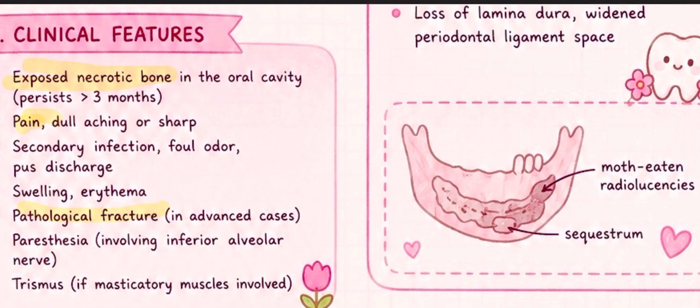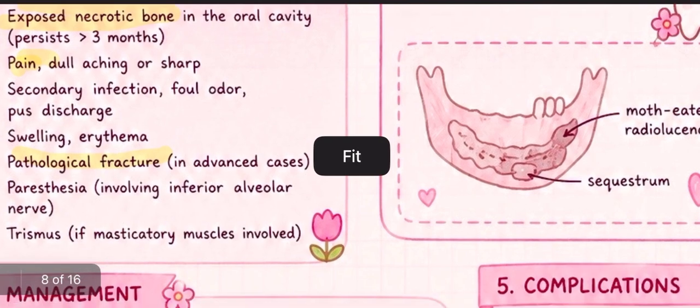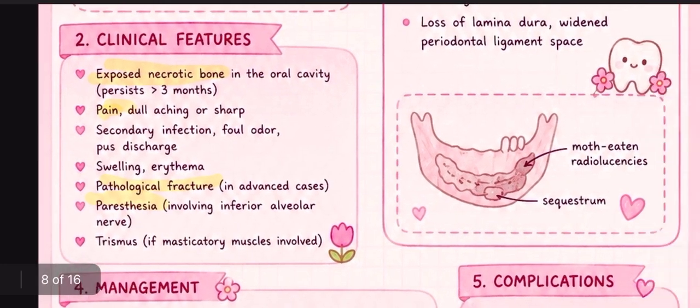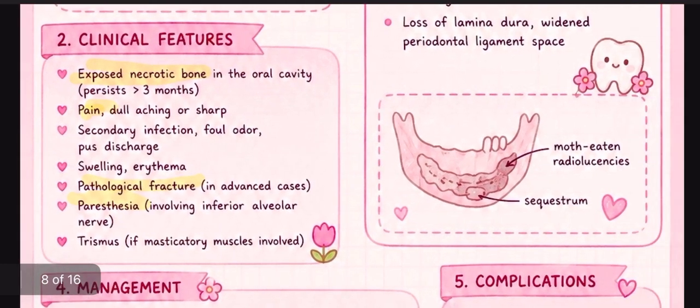Paresthesia means there is sensation loss. Why will there be paresthesia? Because the inferior alveolar nerve passes through the mandible. So there will be chance of paresthesia. And there will be trismus. Trismus occurs if the masticatory muscles are involved. So the clinical features are exposed necrotic bone, pain, secondary infection, swellings, pathological fractures, paresthesia, and trismus.